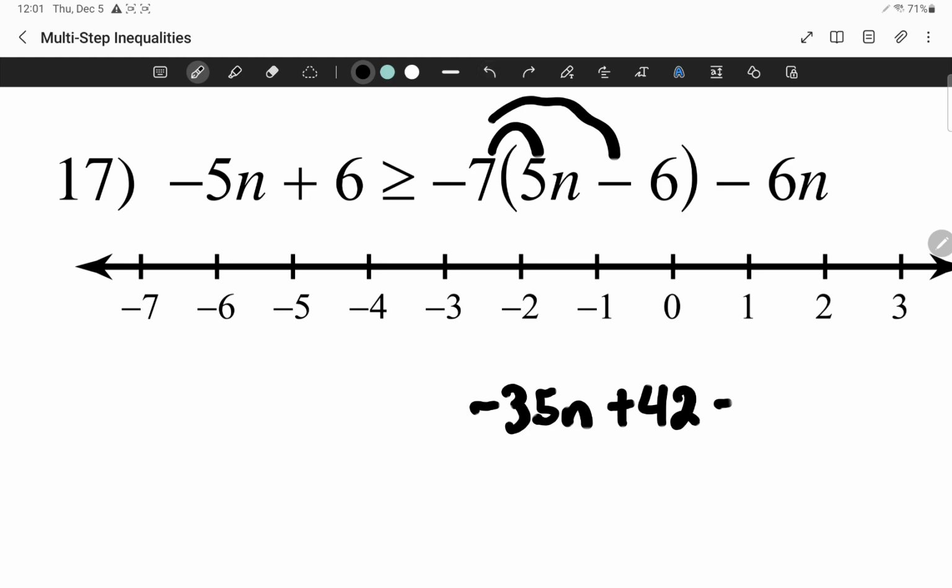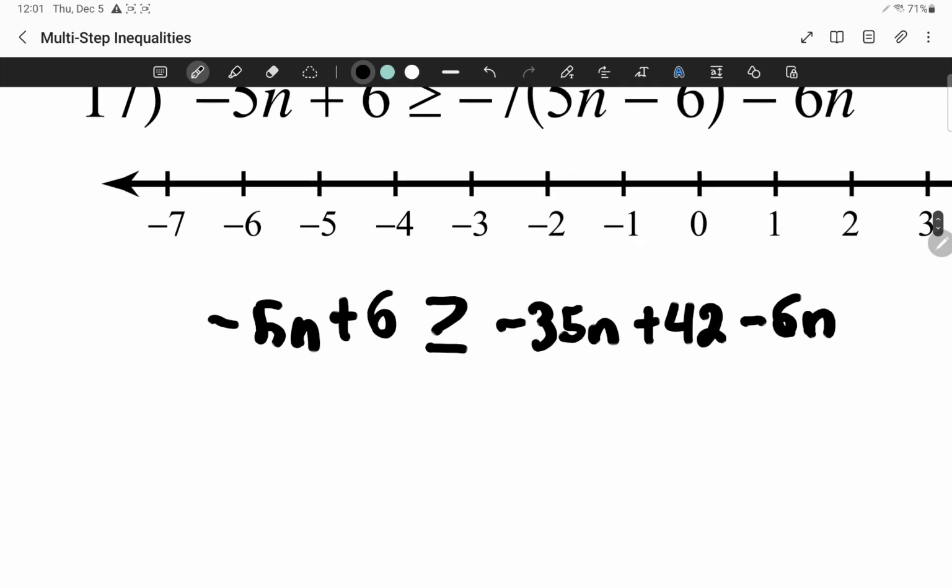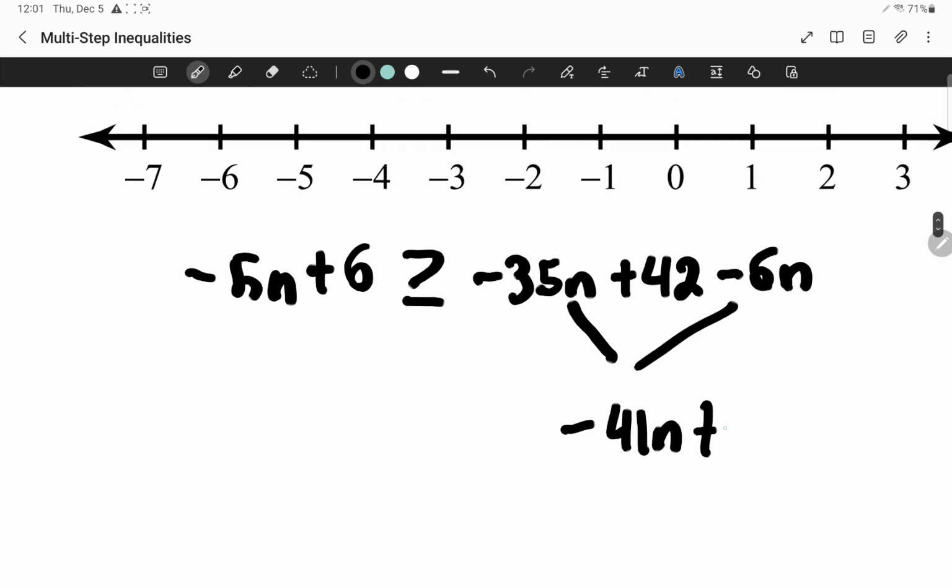Now we bring everything else down. This is 6n, over here is greater than or equal to, and then we have 6 - 5n. All right, so let's look if we can combine like terms. And yes, I can. I have 2 n's on the right side, so I'm going to combine them. Both of them are negative, so it's going to become more negative. That is -41n plus 42. And this one's going to be greater than or equal to 6 - 5n.